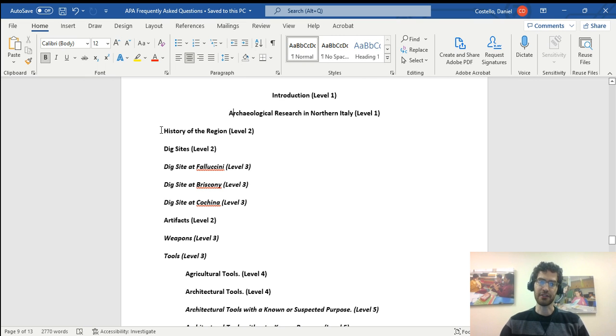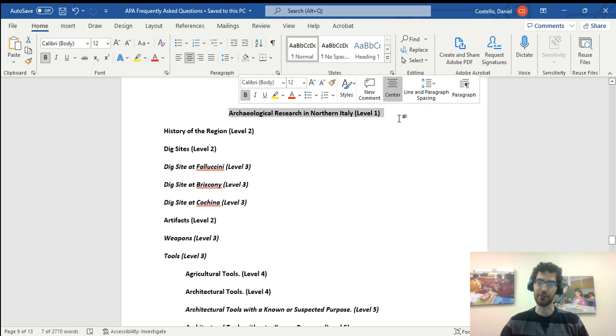And from there, we would move on to history of the region, which is a level 2 heading, because it is a subsection of archaeological research in northern Italy, where you're getting into the history of this region in northern Italy. So that would be a level 2 heading. Next would come dig sites, another level 2 heading, because it is a new level 2 topic, but still under our initial level 1 heading.